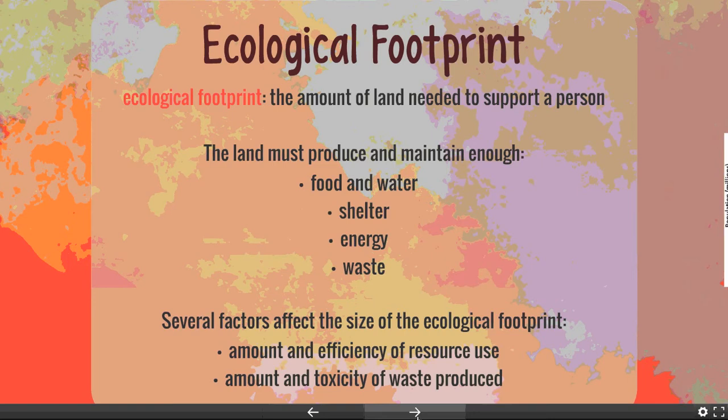Okay, so now we're going to talk about our ecological footprint. So this is the amount of land needed to support a person. So the land must produce and maintain enough food and water, shelter, energy, and waste. Okay, and then there's several things that will affect the size of an ecological footprint. So the amount and efficiency of resource use and the amount and toxicity of waste that's produced.